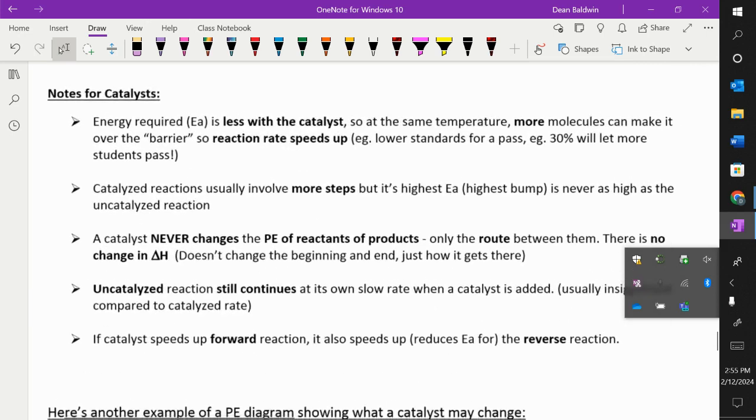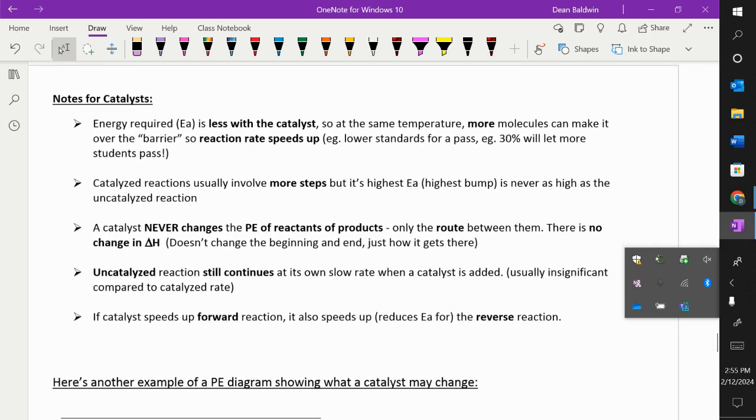Okay, so for a catalyst, activation energy is less. More molecules can make it over the barrier, so the reaction speeds up. That's the graph that I was just showing you. Catalyzed reactions involve more steps, but it's the EA, the activation energy, that matters.